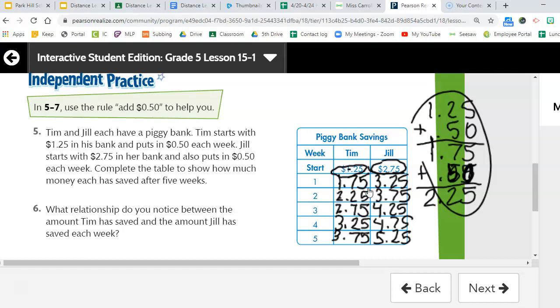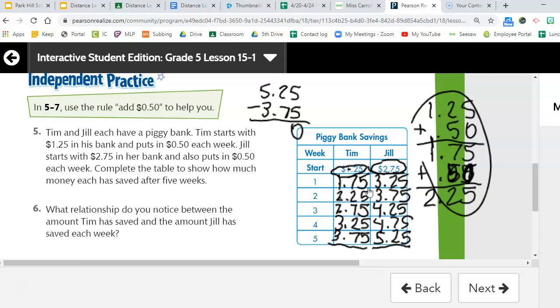Okay. Number 6 says, what relationship do you notice between the amount Tim has saved and the amount Jill has saved? So Tim right now has $3.75. Jill has $5.25. So Jill definitely has more. I want to see how much more to see if there's a relationship. So I'm going to do $5.25 minus $3.75 to see how much more.